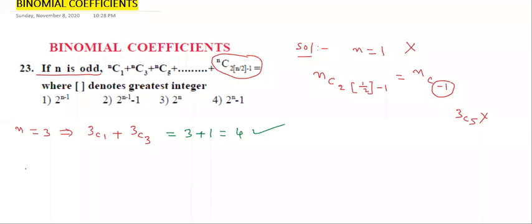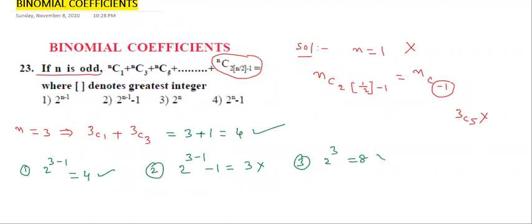Now verify the options. First option, 2 power 3 minus 1. How much, students? 2 square, that is 4. Yes, the first option is correct. Verify the second option. 2 power 3 minus 1 minus 1, this answer should be 3. This is wrong. Third option, 2 cube, 8. This is also a wrong answer. Fourth option, 2 power 3 minus 1, that value should be 7. This is also a wrong answer. Which option is satisfied? Only the first option.